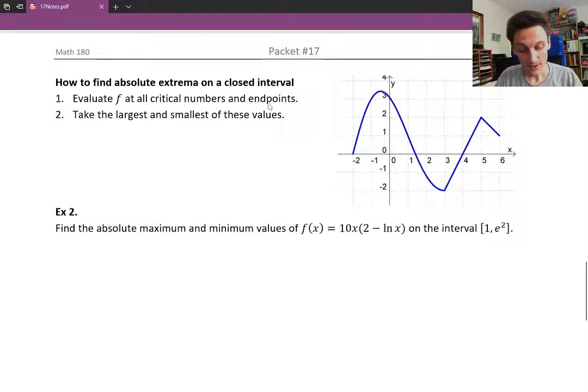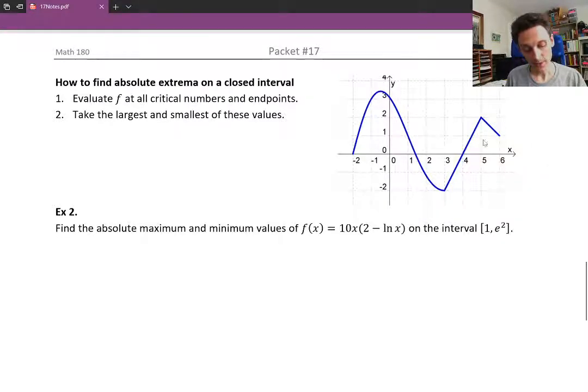And evaluate the function at the endpoints. That's going to be all of the possible places where we could have an absolute max or an absolute min. Then we're going to take the largest and smallest of these values to get the absolute max in the largest case and the absolute min in the smallest case. Let's look at an example first before we head into the algebra.